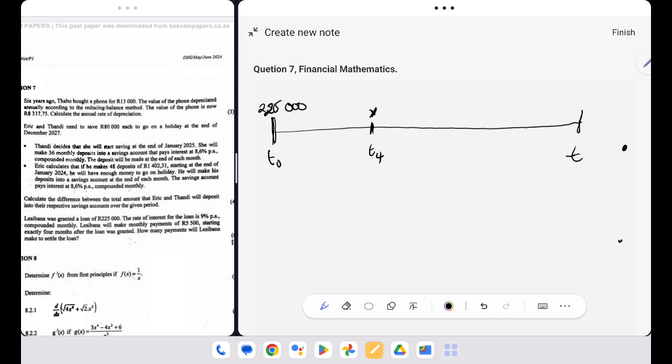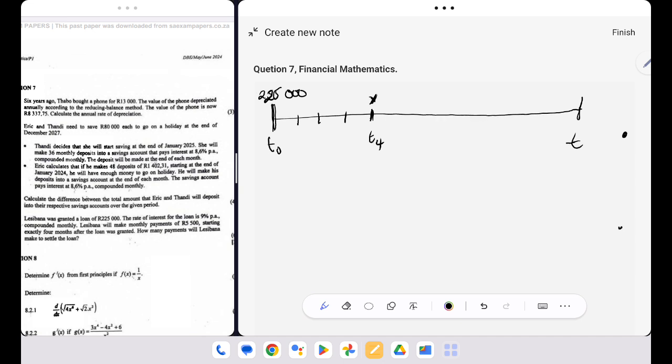So that means she has missed 3 payments, because she was supposed to pay at the end of the 1st month, at the end of the 2nd month, and at the end of the 3rd month. She didn't pay for those 3 months, but she chose to pay at the end of the 4th month. Are we together? So we are being asked, how many payments will Lisibana make to settle the loan? So firstly, we can't take this amount as the value of the loan.